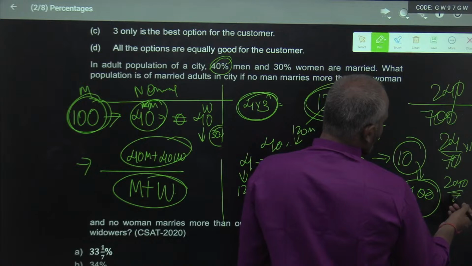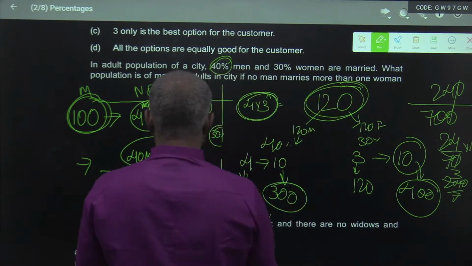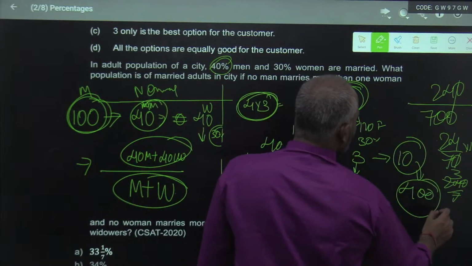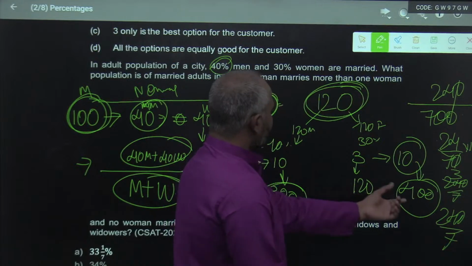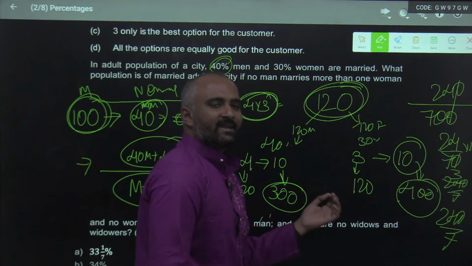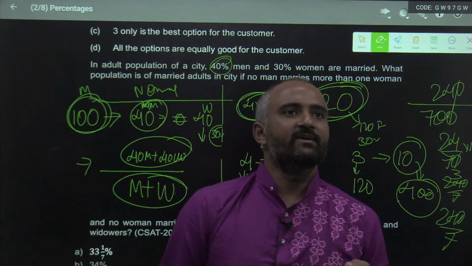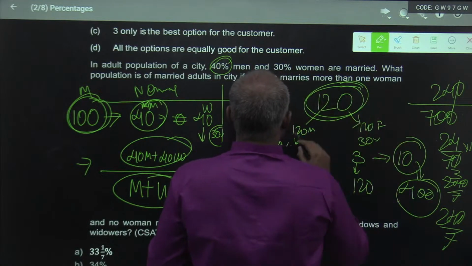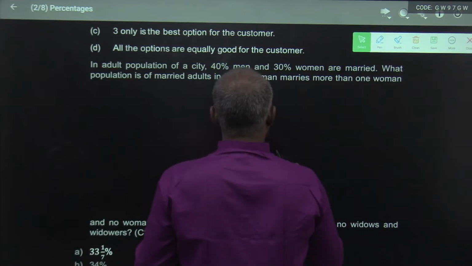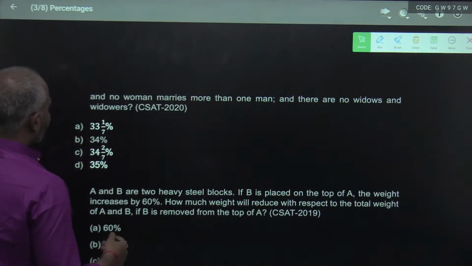So this is some 3's. Okay, you see, you know it is 240 by 7, right? Or even from this you are able to guess that there is a 7 in the denominator. 7 is a prime number. So instead of even solving this, 7 is a prime number.